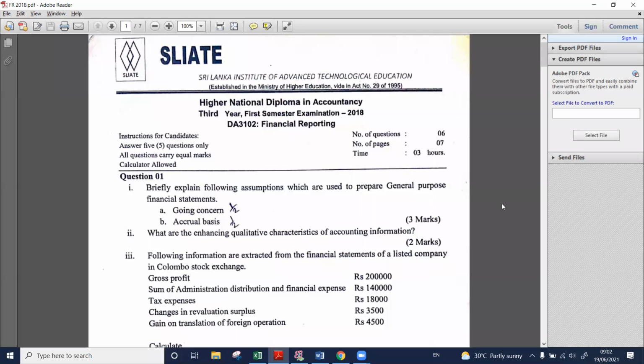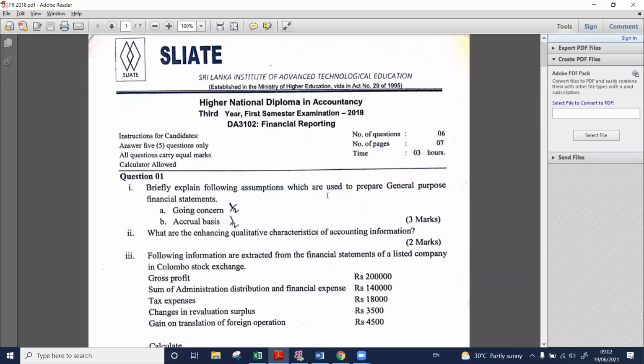Right. So yesterday we discussed the 2019 past paper, investment in associate and joint venture. Under that we have done question number 4, with regards to LKAS 28 in the 2019 past paper. So today we will discuss the 2018 past paper, right? The 2018 one. Before moving to this, let me show you this one.